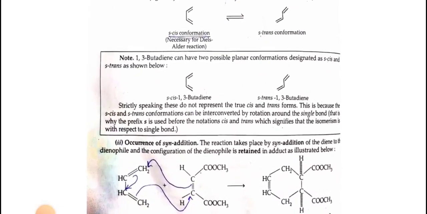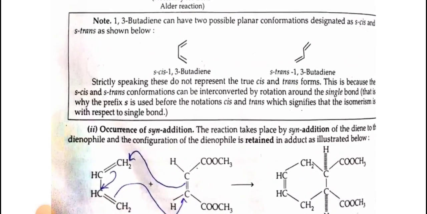Second, occurrence of syn addition. The reaction takes place by syn addition of the diene to the dienophile, and the configuration of the dienophile is retained in the adducts, as illustrated below.